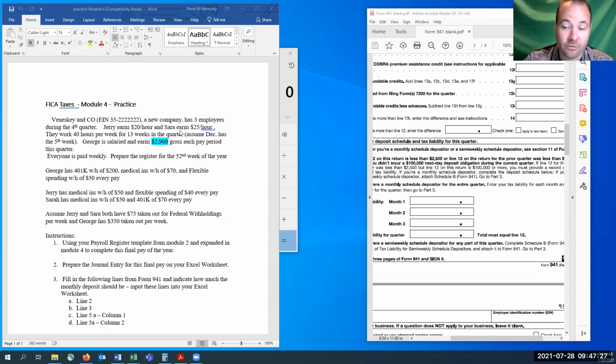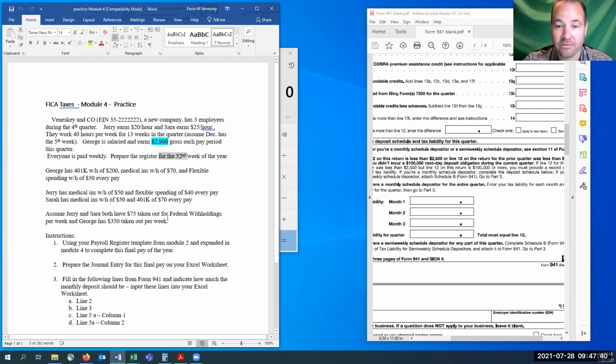So on this one, we're going to have 3 employees instead of just the 2. Jerry and Sarah, and then we have George, who has the big pay. All right, everybody's paid weekly. Note that this is the last pay of the year, 52nd pay. So we're going to have to change a few things on our Form 941, especially when we were calculating the caps. We're going to need to update that.